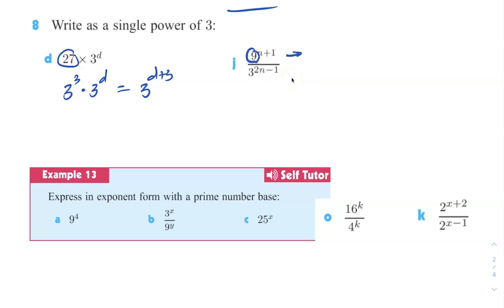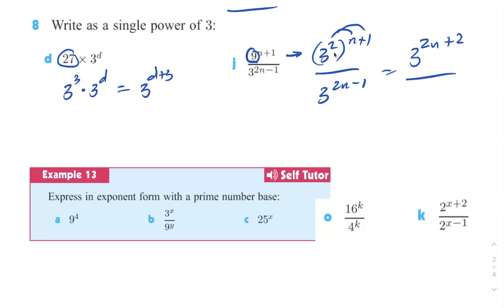Over here, same concept, a little more fancy. 9, I'm going to change that to 3 squared, to the n plus 1, over 3 to the 2n minus 1. Now watch out here. See how 2 is outside the parentheses because you changed 9 to 3 squared? That 2 has to distribute to both of these guys. So I'm going to get 3 to the 2n plus 2 over 3 to the 2n minus 1.